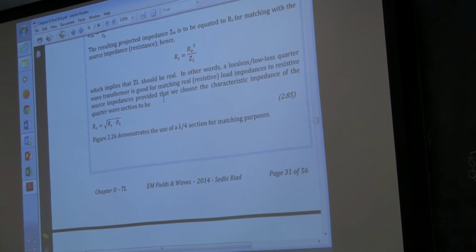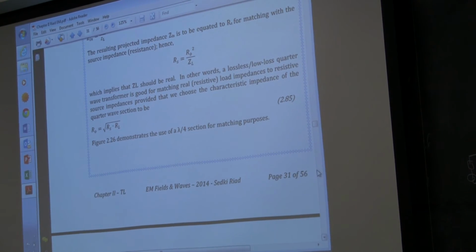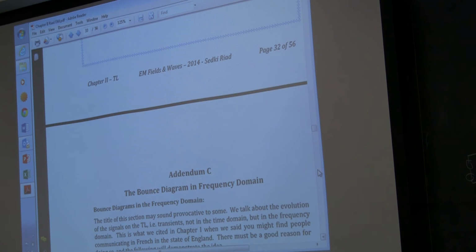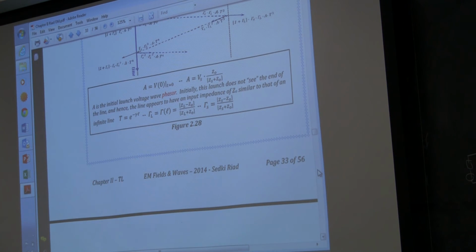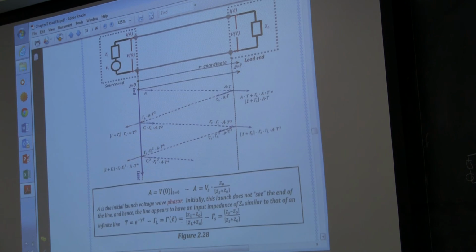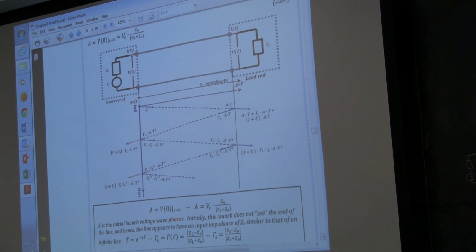The half wave transmission line is used to match when the two impedances are the same, but the matching section between is different, like we said before. Okay, so that's matching. Bounce diagram. We leave that here, and let's talk about the bounce diagram. Any questions about matching?